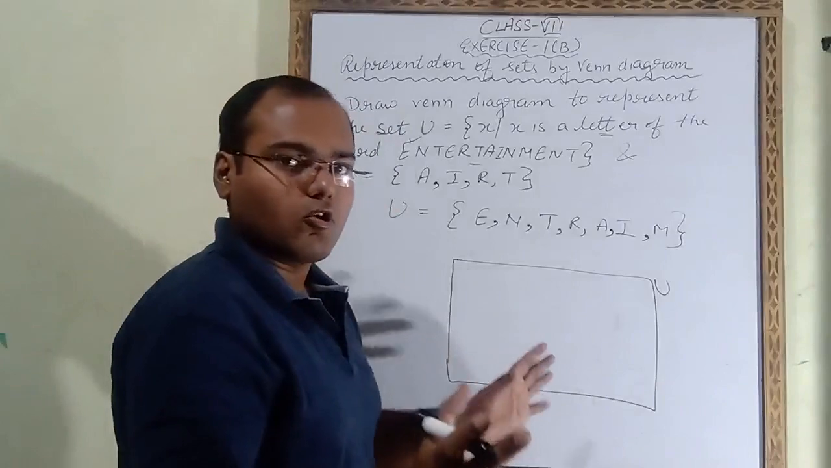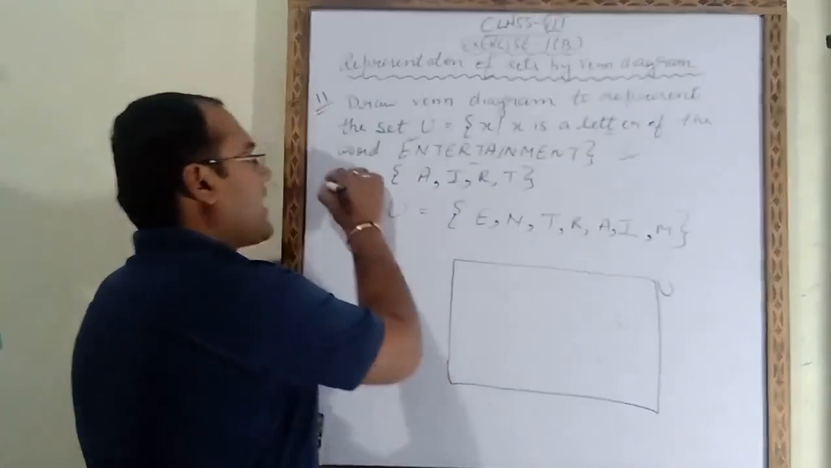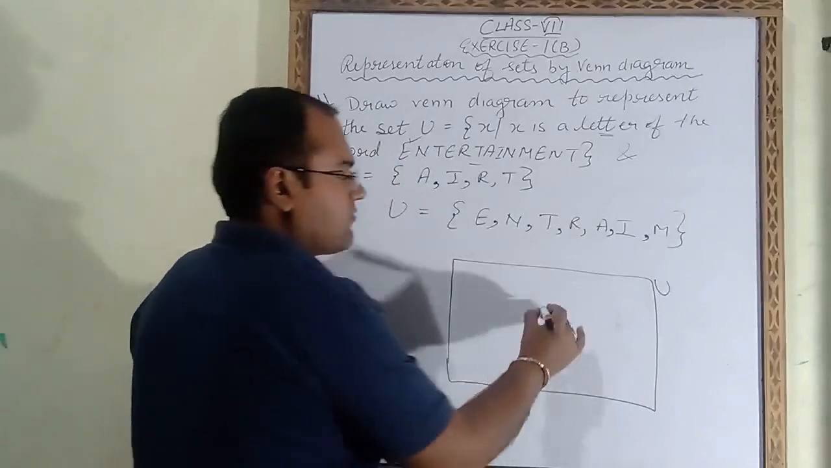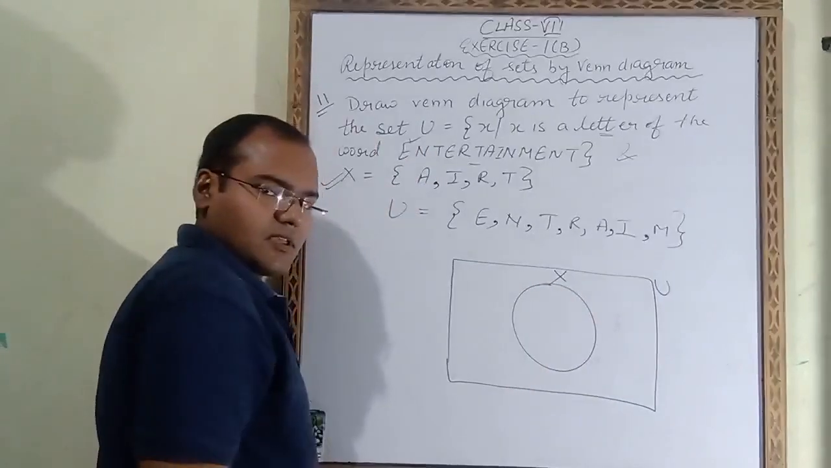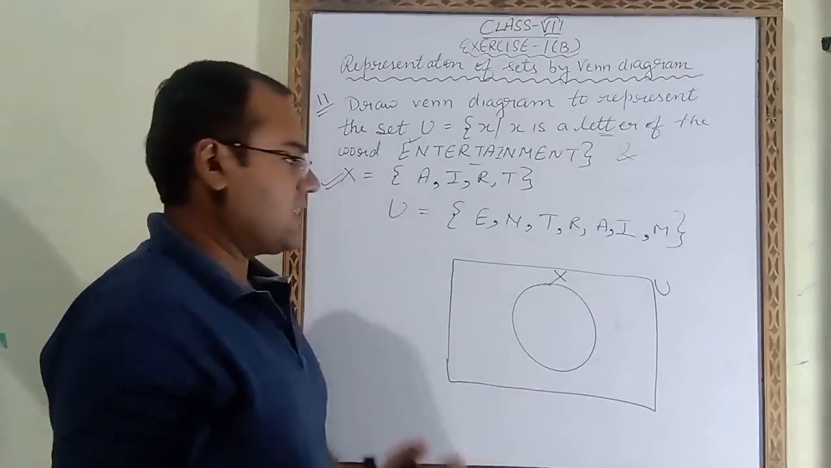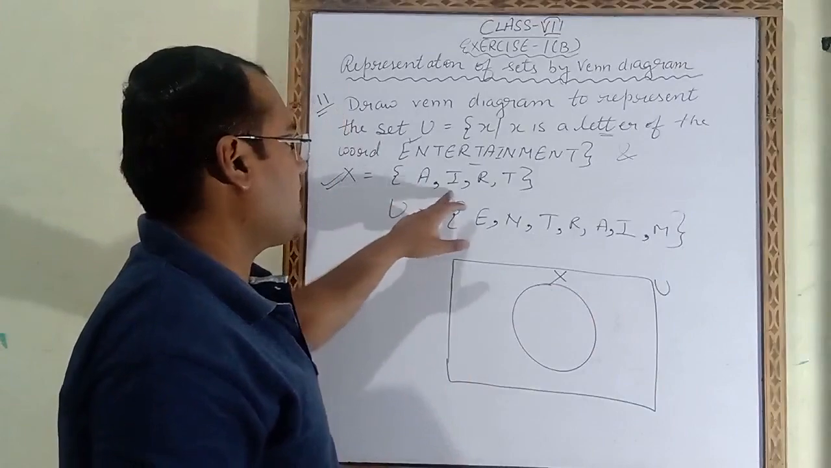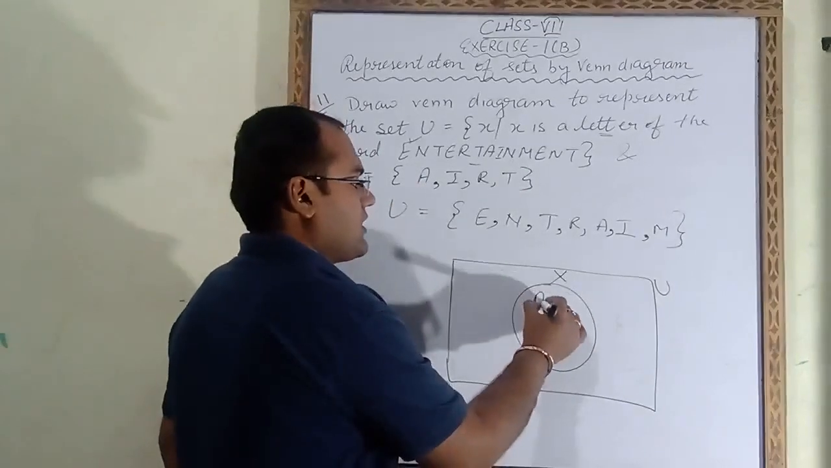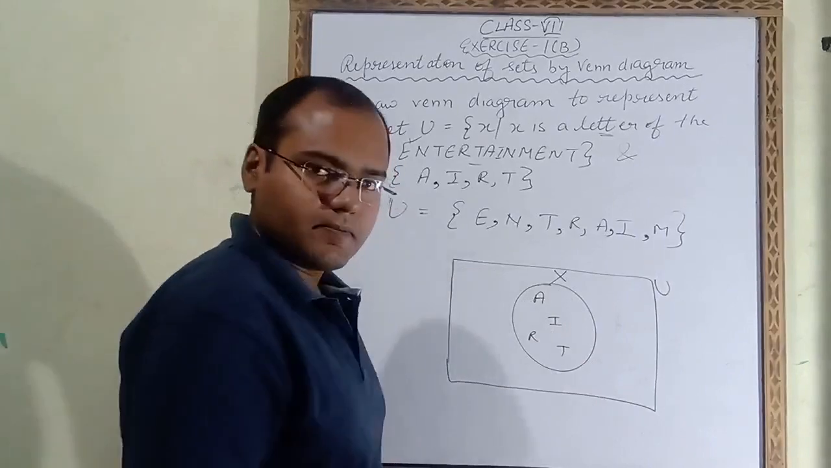Universal means whole. Whole means complete. Inside this, X set also we have to show. So we have to make one circle and we have to write here this is X set. Now first of all we have to fill the elements of X. X elements are A, I, R and T. So here we have to write A, I, R and T.